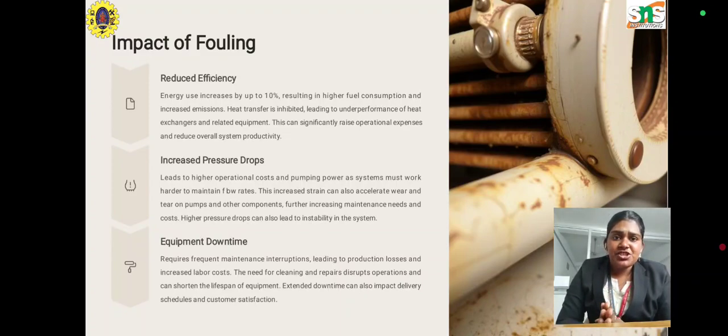Next is the equipment failure: due to the increased pressure, the equipment fails to work continuously. So it requires frequent maintenance and also interruption, leading to production loss and also increased labor cost.